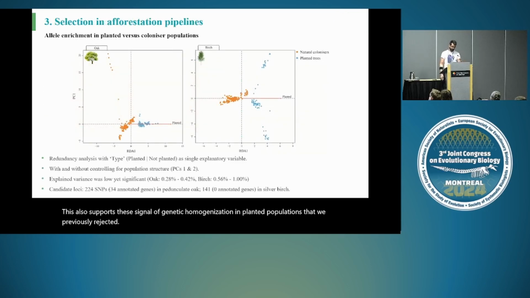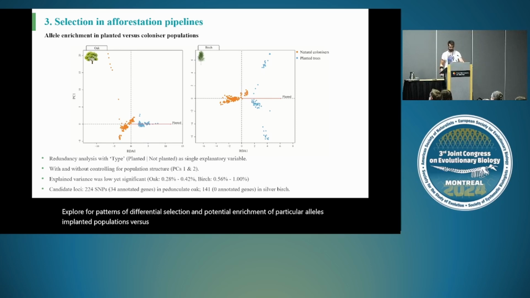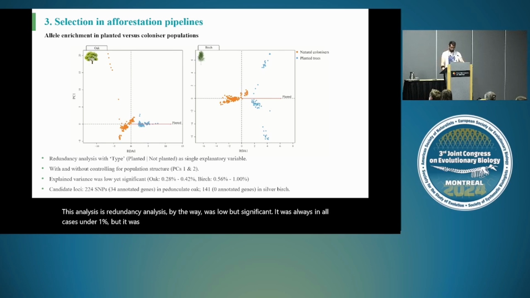To explore for patterns of differential selection and potential enrichment of particular alleles in planted populations versus natural colonizers, we tested for significant associations between genotypes and afforestation strategies. As you can see in this figure, with the results for both species, a single explanatory variable, planted or not, clearly identified and separated the two groups of individuals. The explained variance in this analysis, this redundancy analysis, by the way, was low, but significant. It was always, in all cases, under 1%, but it was significant.